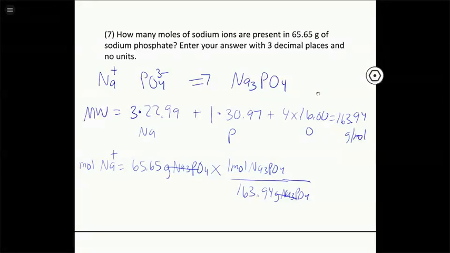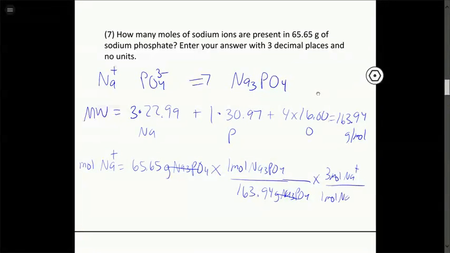This is the number of moles of sodium phosphate we have, but we're looking for the number of moles of sodium ions. So remember, we have to take one more step, which is if we look at the chemical formula, Na3PO4, there's going to be 3 sodium ions per mole of sodium phosphate. That's what the chemical formula tells us. So this last step is the one that the vast majority of people forget when they get this problem wrong, and it's going to be 3 moles of Na+ for every 1 mole of Na3PO4. So we have to include that last step. And so when we multiply this out, we get 1.201 moles of Na+.